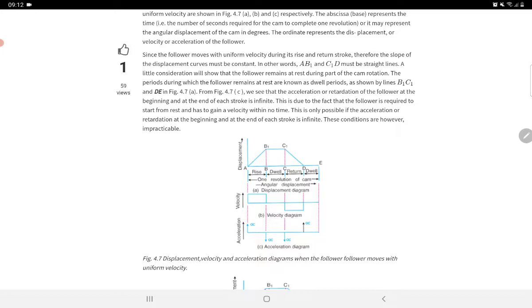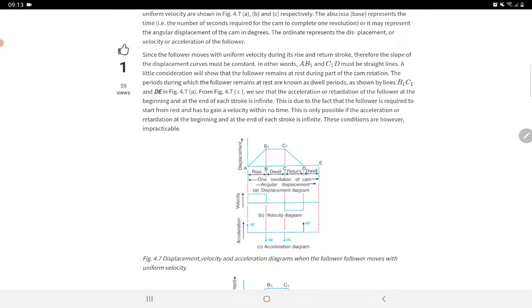So here, what do you mean by dwell? It means the period during which the follower remains at rest is known as a dwell period. So in this figure, B1 to C1 and DE is nothing but the dwell period. We see that the acceleration or retardation of the follower at the rest, beginning and at the end of the stroke is infinite. If you see below that, there is a velocity and acceleration diagram.